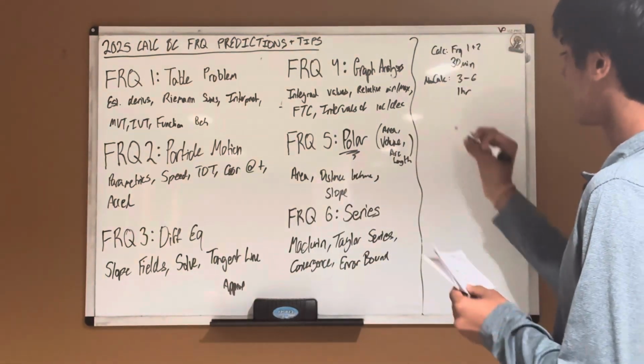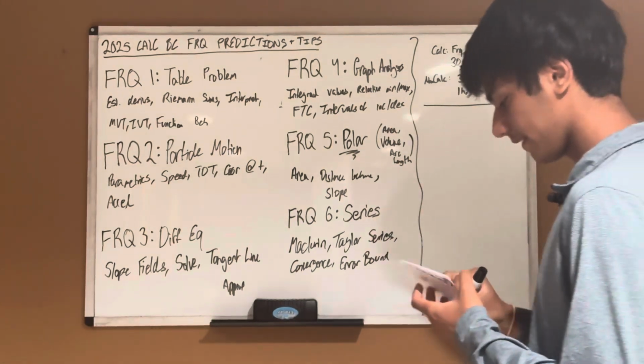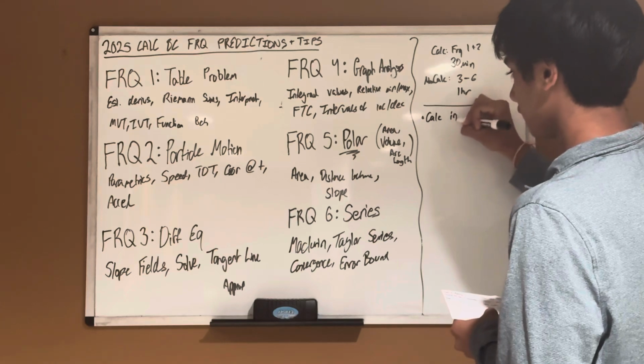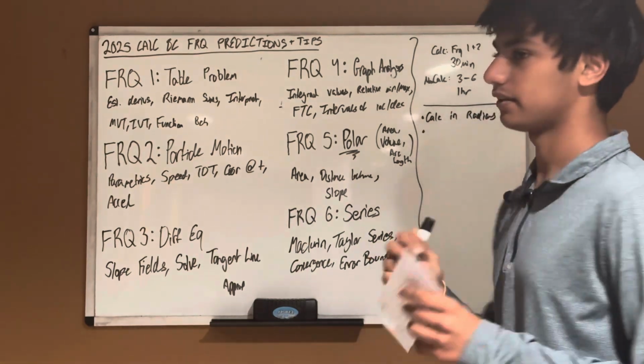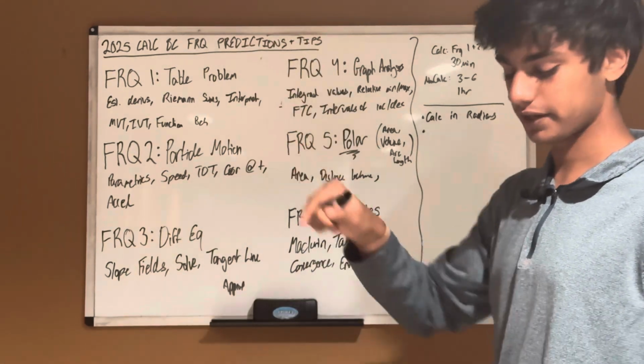Okay, so tips. My basic tips for the FRQ section of the exam: first of all, set your calculator in radians, right? Make sure you do that before you even start. Also in Desmos, you have to make sure you set it in radians. They have a little tool icon at the top. Click on that and click on radians.